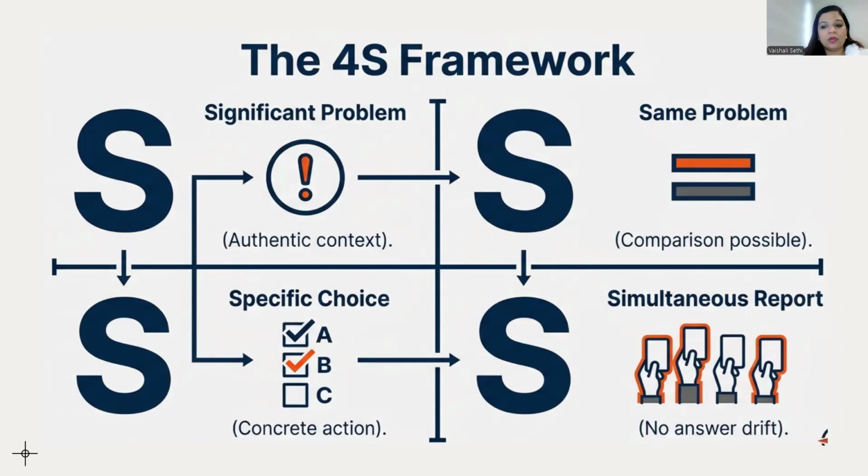If I summarize this whole slide, 4S tasks are designed to make teamwork unavoidable. Teams must engage with a meaningful problem, make a specific decision, and publicly commit to it. So, transition: the next strategy we are going to talk about is called SAC, which is structured academic controversy.